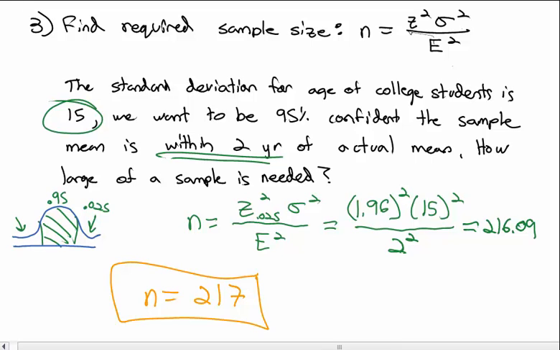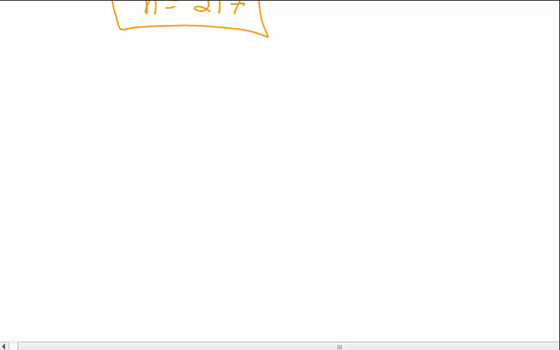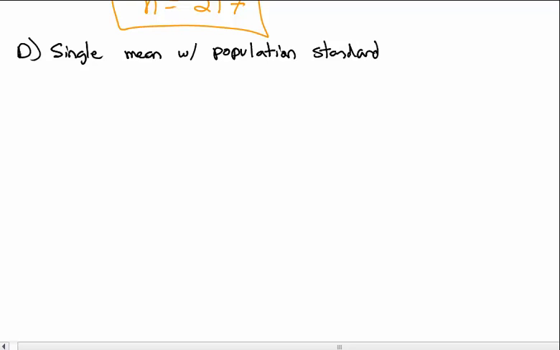So that is a single mean when we know the population standard deviation. But how realistic is that? How often do we know the standard deviation of everybody without knowing the mean of everybody? That's actually not a very realistic situation at all. Instead, usually we're estimating a single mean with the population standard deviation unknown.